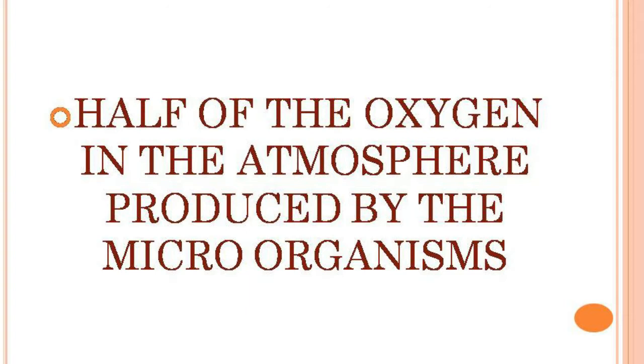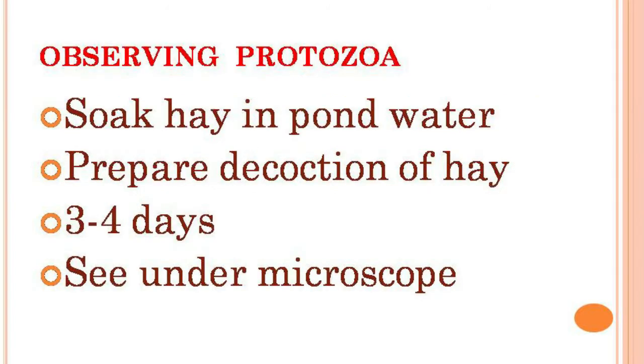We have also seen that half of the oxygen in the atmosphere is produced by microorganisms, isn't it? We have only 21% oxygen in the atmosphere and 78% nitrogen. So half of the oxygen in the atmosphere is produced only by microorganisms. Isn't it great? Now we'll come to today's topic, that is observing the protozoa.